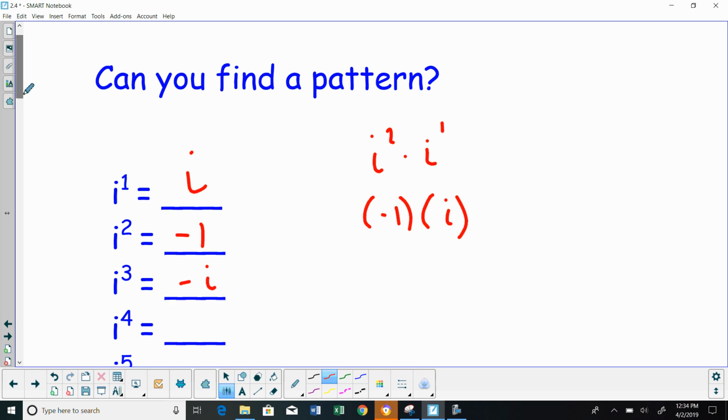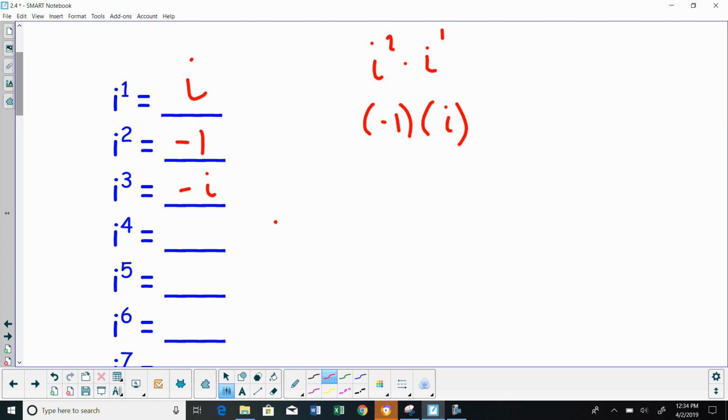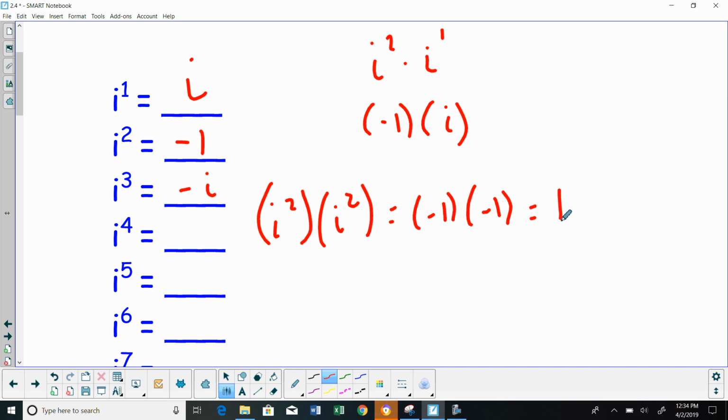What about i to the fourth? Well, i to the fourth could be thought of as i squared times i squared. That's going to be -1 times -1, which is +1. So i to the fourth is actually just a fancy way of writing 1. i to the fifth would be like i to the fourth times i to the first. So that's going to be 1 times i. So that's just going to be i.